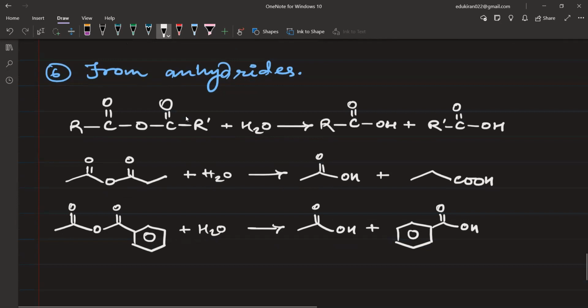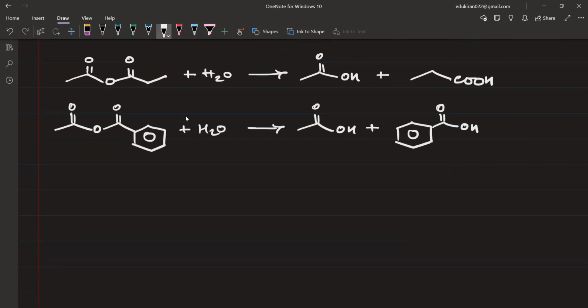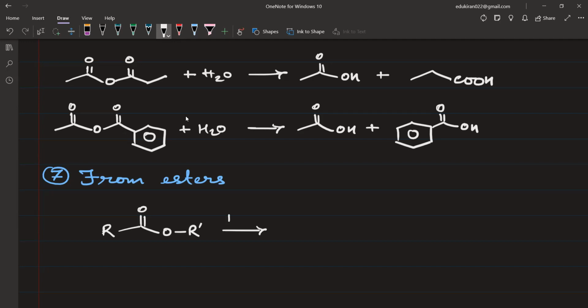Right, the 7th one, from esters. Now esters will be hydrolyzed in the presence of a particular acid, any mineral acid H plus. So if you have C double bond O, and then you have R dash, in the presence of H3O plus, acidic hydrolysis, from this fragment you are going to get carboxylic acid.